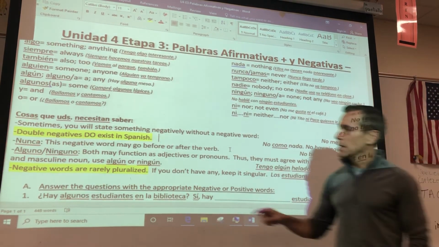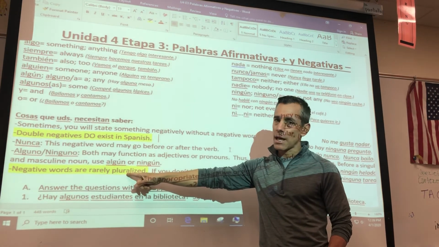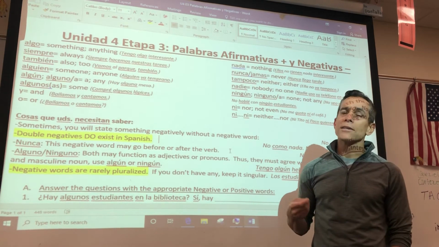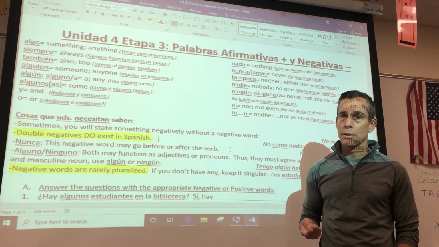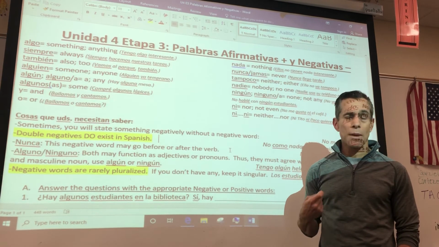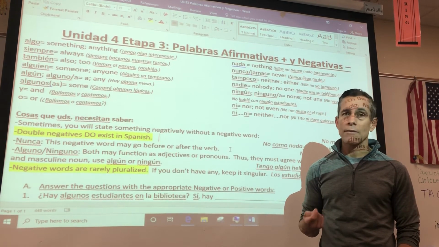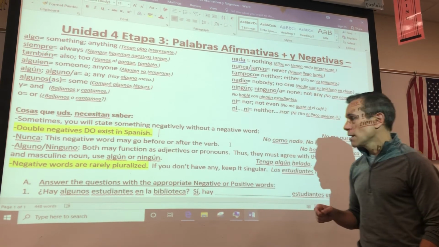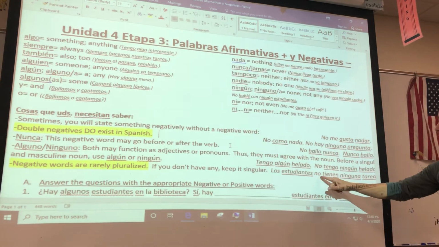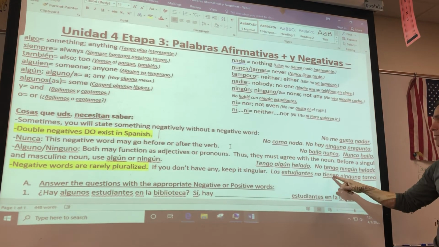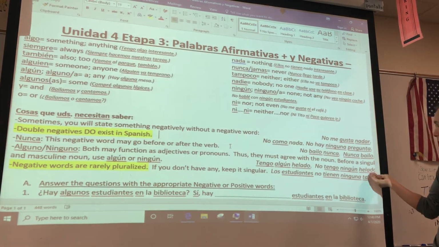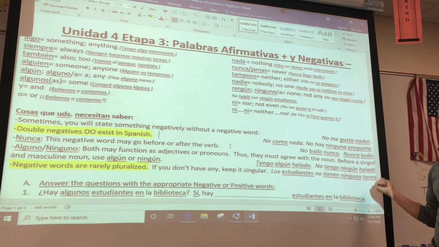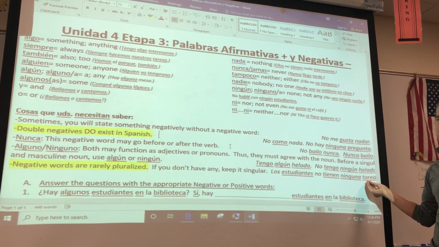The other thing is in negative words, you don't pluralize. So for example, in English, I would say I don't have any pens, plural. But in Spanish, if you don't have any pens, you would say, I don't have any pen. You keep the word singular if you don't have any. For example, los estudiantes no tienen ninguna tarea. The students don't have any homework. If I took this word homework out and replaced it with books, then I would just say ningún libro, because I want to make sure that the book is singular because we don't have any.